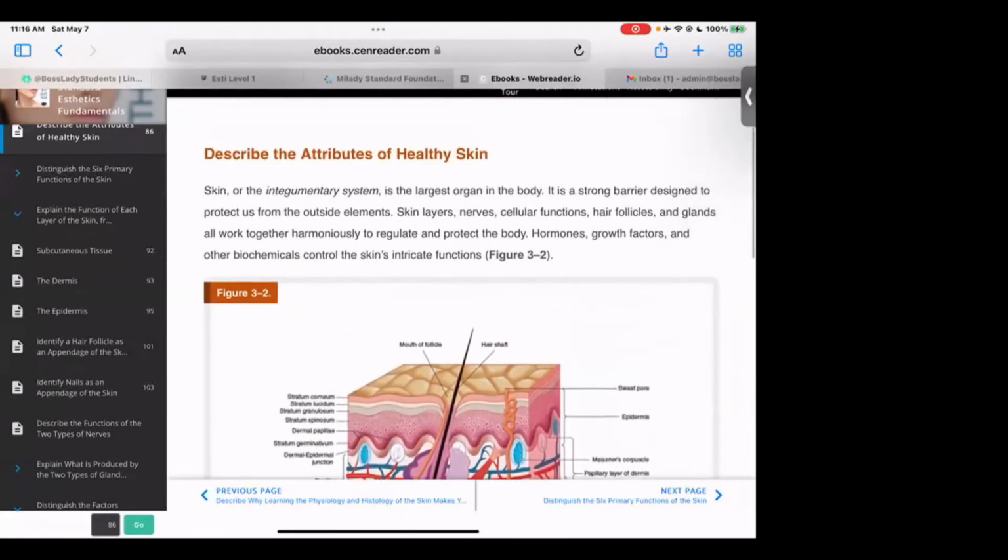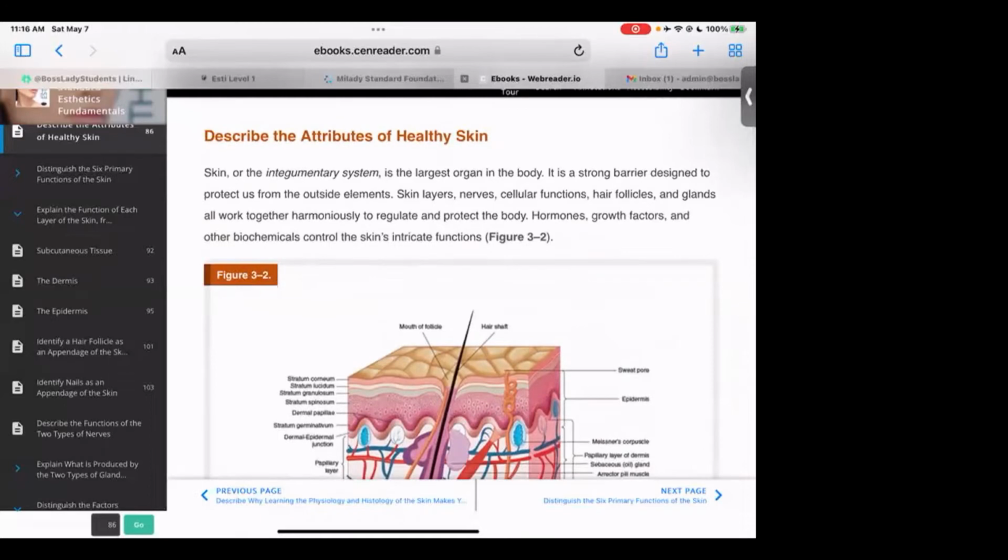To break that down into everyday conversation, the integumentary system, the skin, is the largest organ in the body, meaning we need that organ to maintain a normal, happy, healthy function living life, right? We cannot live life without the skin because it is designed to protect us and our other organs from the outside environment. The stronger the integrity of the skin, the stronger it is at protecting our internal organs and our internal systems from outside elements.